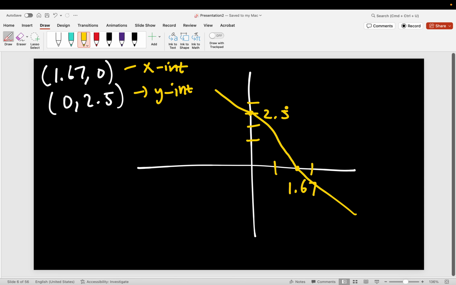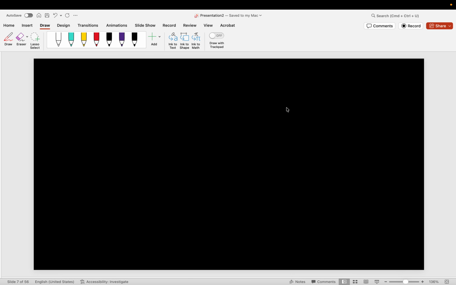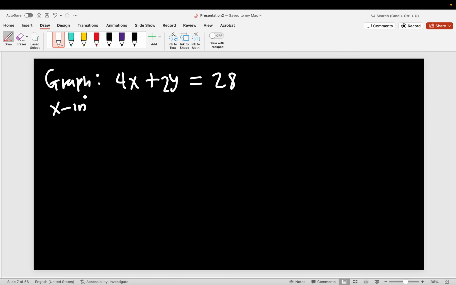Let's do one more before we move on. So let's graph, I can never think of numbers. Equals 14. Let's do 28. Okay, so 4x plus, let's make it 2y. 4x plus 2y equals 28, and we want to graph it, right? So all we need to find again is the x-intercept and y-intercept.